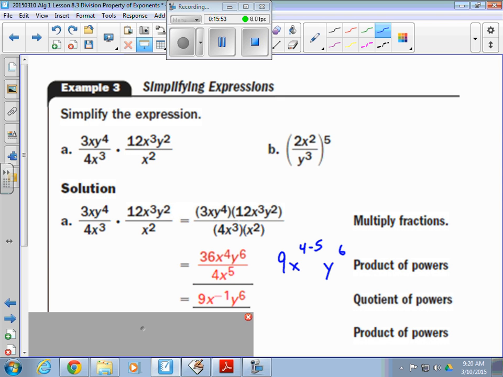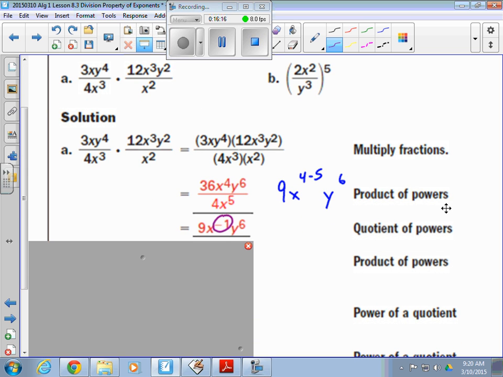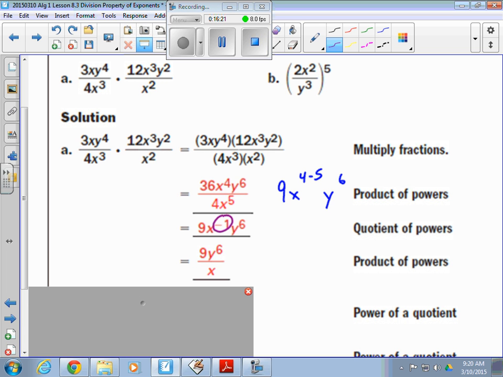What that gives you is 9x to the negative 1 power, y to the 6th. Remember, you can't leave something raised to a negative exponent like that. That has to ride the elevator. 9 is not being raised to a power. X is the only thing being raised to a negative power, so it's going to go down. 9 is going to stay on top. Y to the 6th is going to stay on top, and x is going to go down to the bottom. 9y to the 6th over x. And that's all you can do with that. You don't take 6 and subtract 1 from it because y and x are different bases.